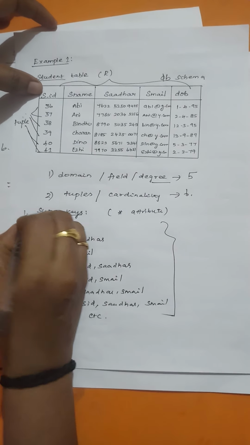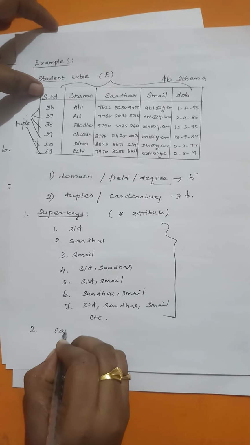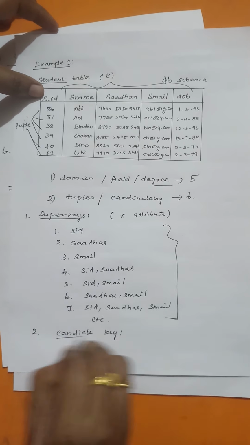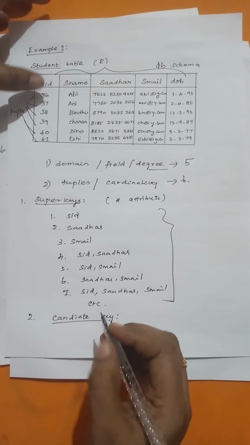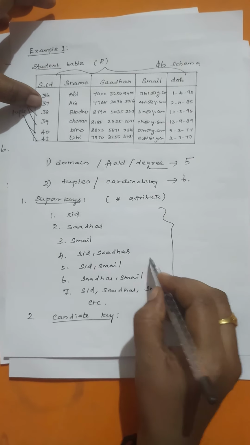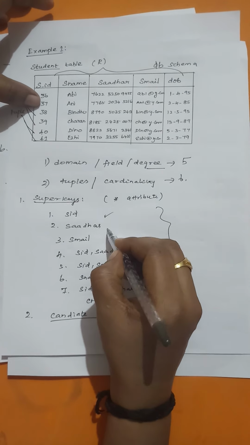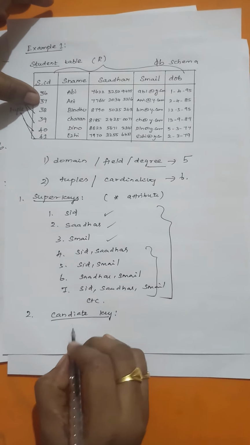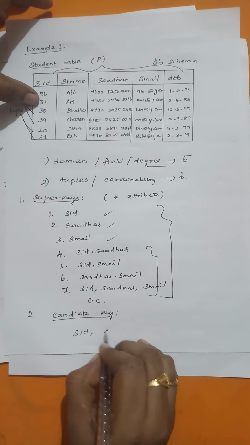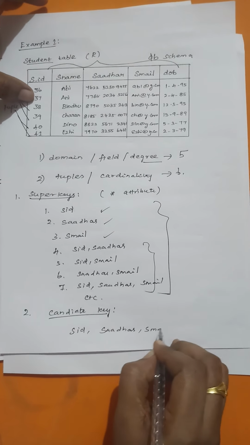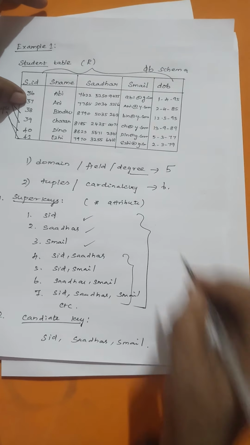So next key, candidate key. So what is meant by candidate key? Candidate key is a minimal set of super key. So which one is minimal? Remove the unwanted keys from the super keys. So student ID, student author, student mail. So based on the 3 keys, we are identifying a particular record. So that key is called a candidate key.